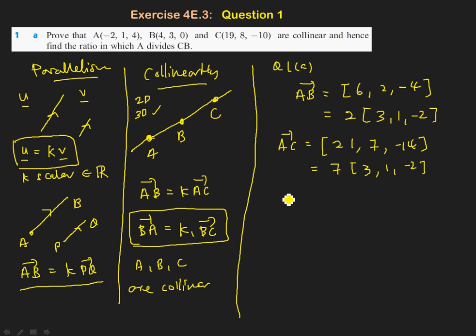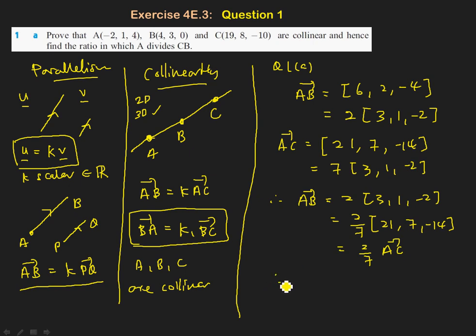It means that, in other words, I can say AB is actually 2 times (3, 1, -2), and I can now multiply by 7, but to do so I divide by 7 to balance the whole thing out. It's (7, 7, -14). However, this is actually equivalent to AC, and therefore we can say that A, B, C are collinear. We have shown that the vector AB is a multiple of AC, and they are collinear.